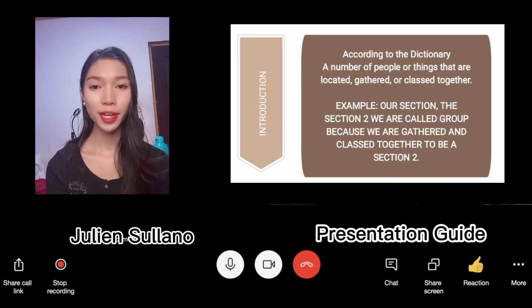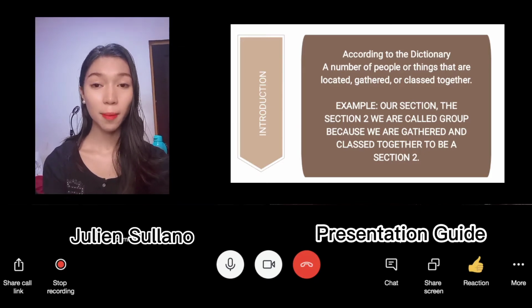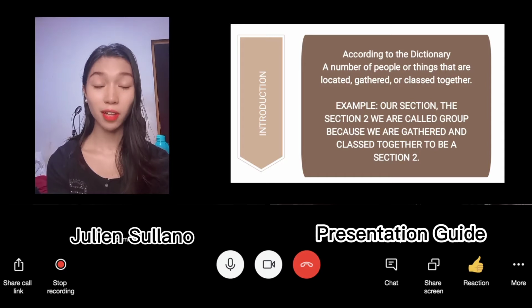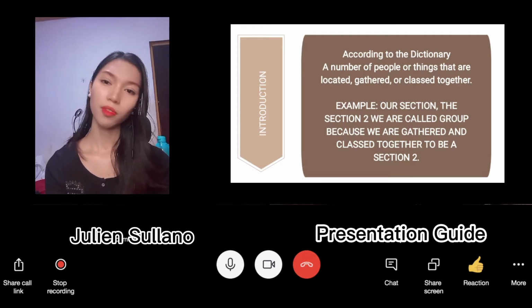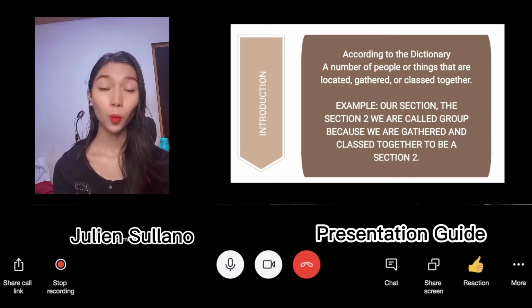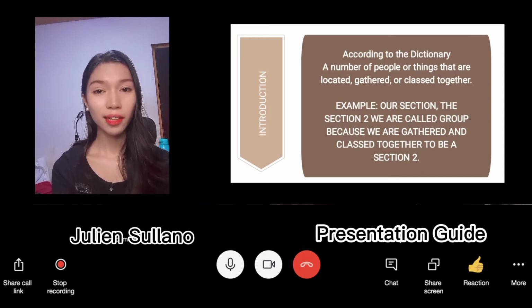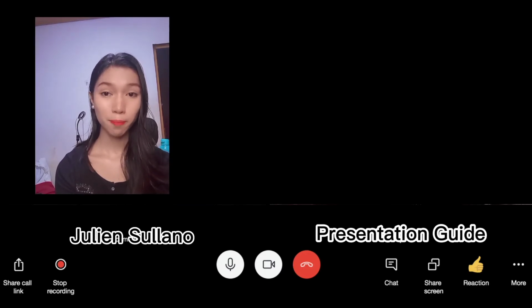Next is according to the dictionary. Based on Merriam-Webster's, a group is a number of people or things that are located or gathered or classed together. For example, our section, Section 2, we are called a group because we are gathered and classed together to be a section. So that is what the dictionary says.